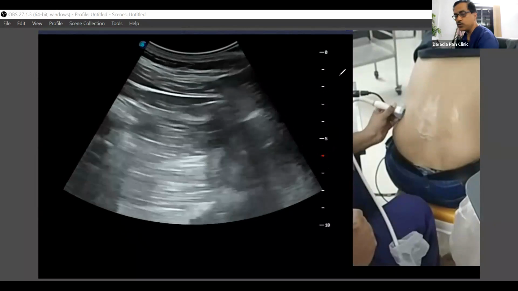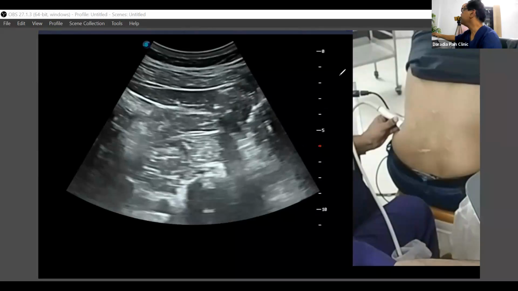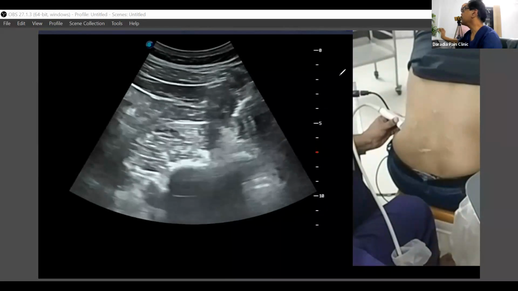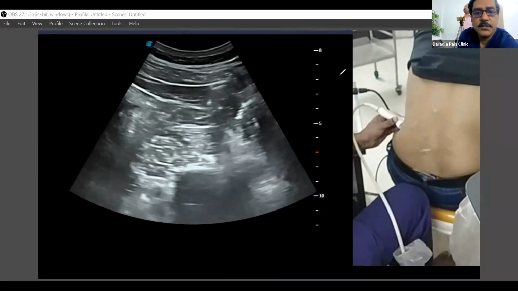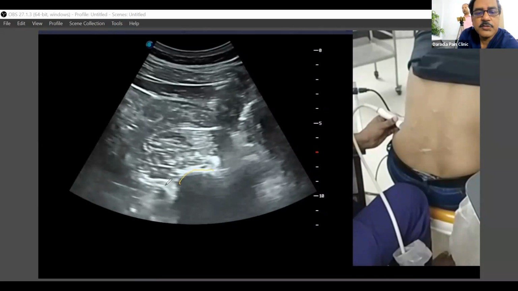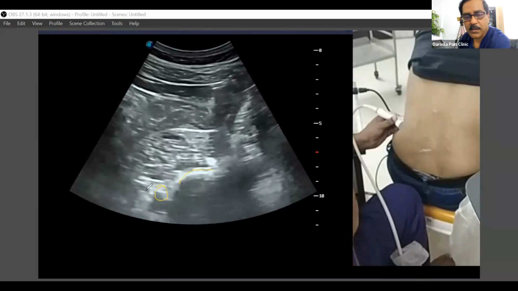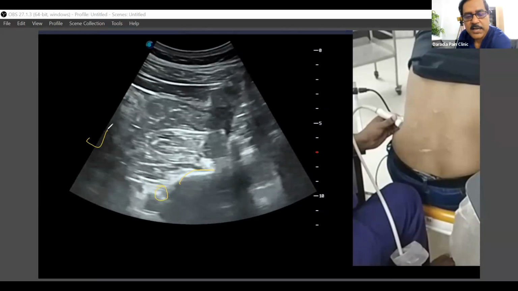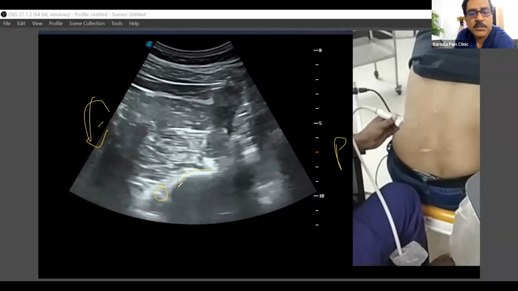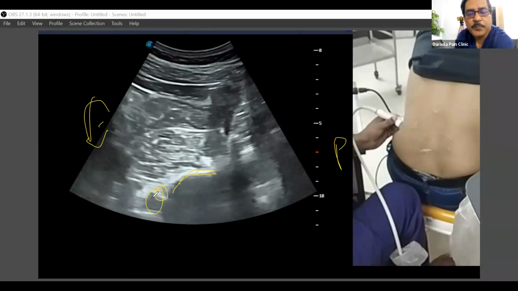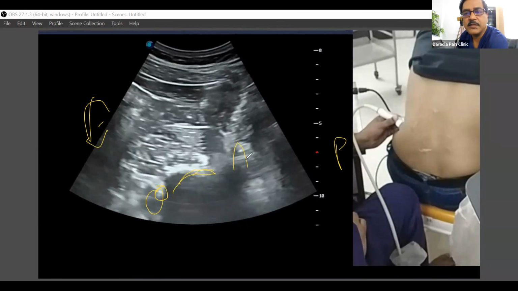And now I'll be showing you. See how I'm holding the probe. What you can see here, this is your vertebral body. This is your aorta. See how I am holding the probe. My marker is on this side. This is the anterior side. This is your posterior side. I'm holding the probe here. This is your vertebral body. This is your aorta. And this is your spinous process. You see, when I'm tilting the probe, sometimes the spinous process is vanishing. Let me clear.